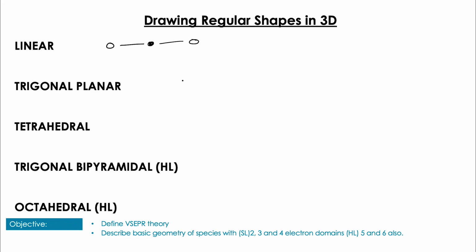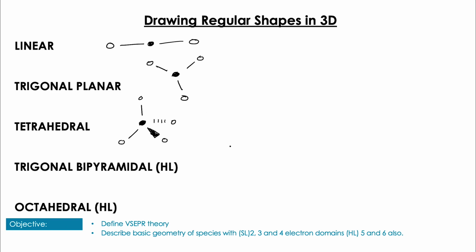So firstly, we have linear, that's for 2 electron domains to the central atom. Then we have trigonal planar, which has 3 to the central atom. We then have tetrahedral, which is our first 3D or out of the plane of the screen shape, and that has 4 to the central atom, 1 in front, 1 behind, and 2 in the plane.